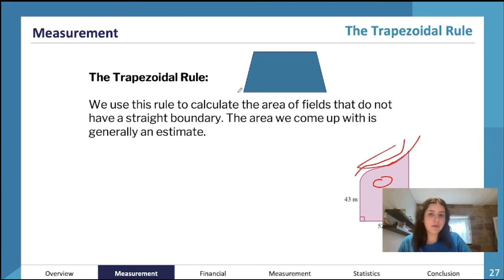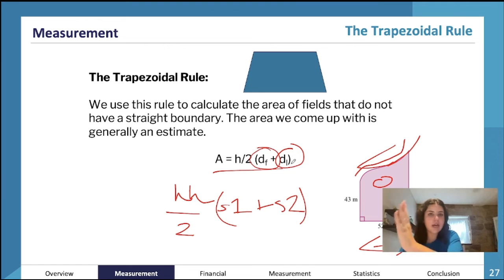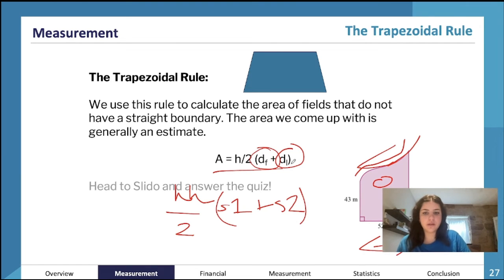The area that we're going to come up with for a trapezoid is generally an estimate, which is why we have a rule that we use. So it's h over 2 (df plus dl). This is horizontal height, so the thing running this way in between the two sides, over 2, brackets, side number 1 plus side number 2. So don't worry about knowing what df and dl mean. Just remember side number 1 plus side number 2. Okay, we're not answering a quiz, so you can ignore that.